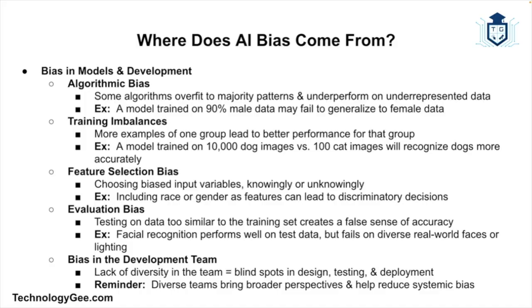Do you have what is called bias in the development team? So here's the hard truth. Who builds the AI? This actually matters. So if your team lacks diversity in gender, race, culture, and lived experience, you're more likely to overlook key risks and biases. So diverse teams equals better awareness, which overall equals better AI.